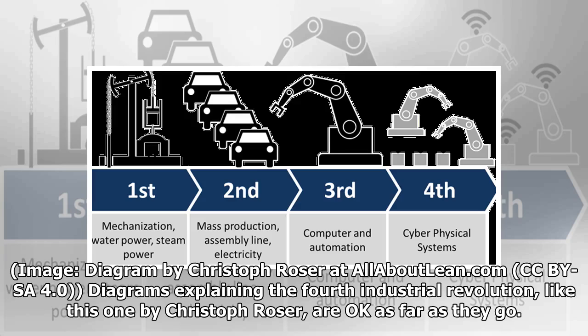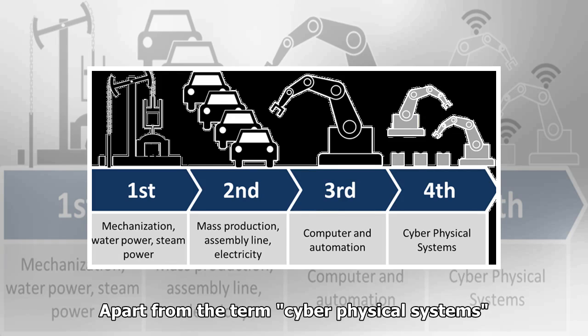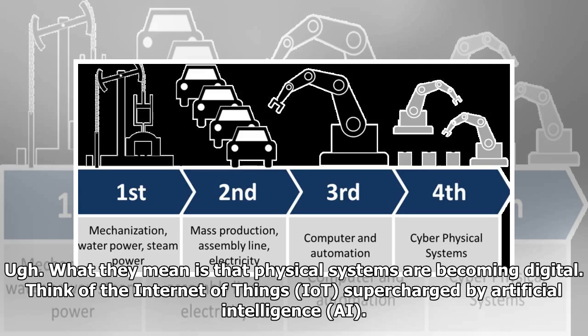Diagrams explaining the fourth industrial revolution, like this one by Christoph Roser, are okay as far as they go. Apart from the term cyber-physical systems. What they mean is that physical systems are becoming digital. Think of the Internet of Things, IoT, supercharged by artificial intelligence, AI.